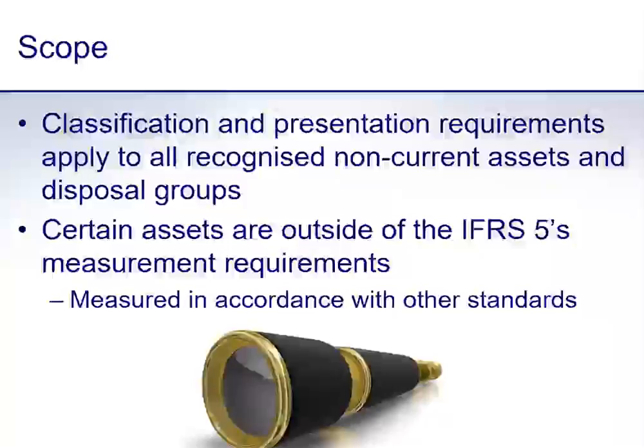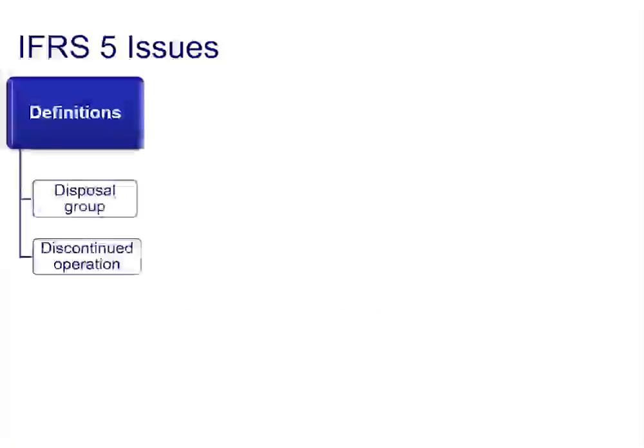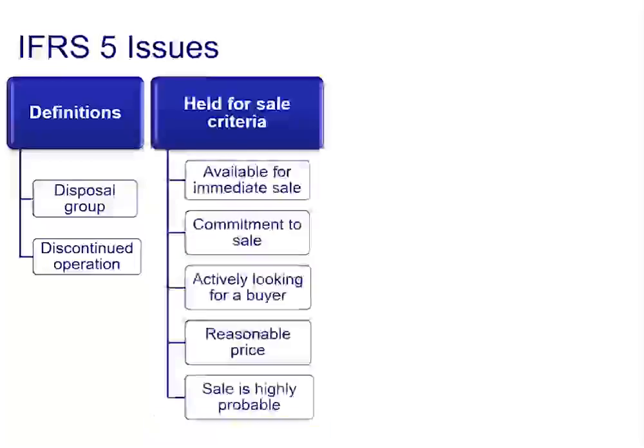IFRS 5 starts off by dealing with a few issues. So in this webinar, we'll deal with the issues that arise out of IFRS 5. We'll split them up into 4 different categories. We'll start off by having a look at definitions, describing what a disposal group is, what a discontinued operation is, what a non-current asset held for sale is in itself. We'll then move on to the held for sale criteria, what criteria need to be met.